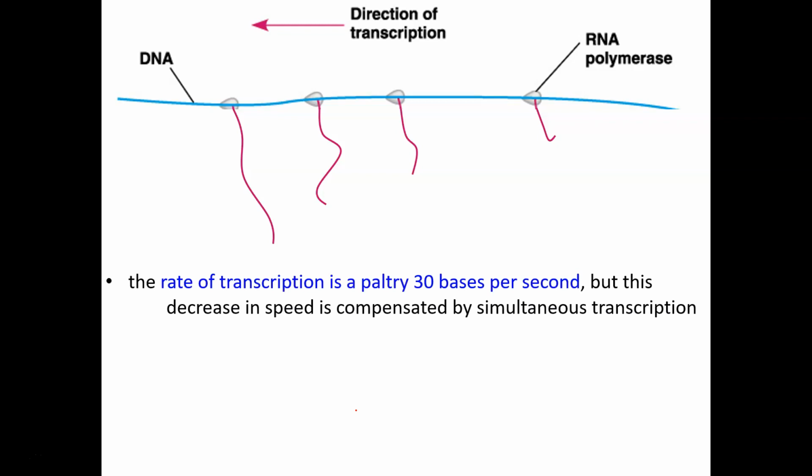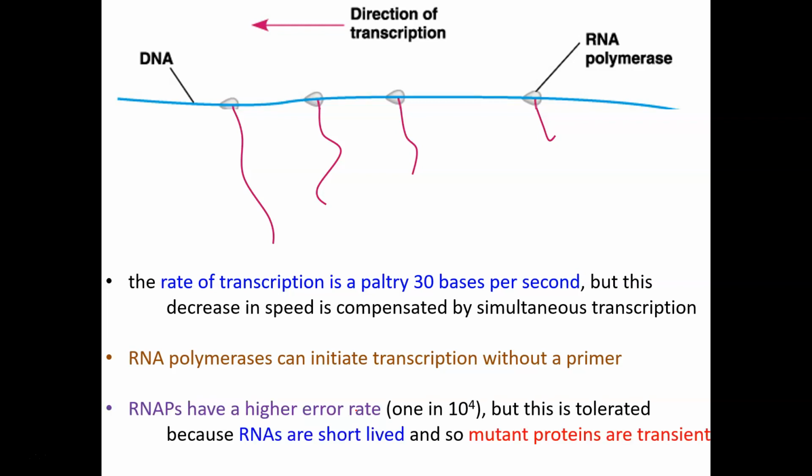Transcription is pretty slow. We can add 30 bases of RNA per second, but we make up for that slow speed by having this simultaneous transcription, being able to make many messenger RNAs at any one time. And I don't know how many of you have learned about DNA replication in other courses, but when we replicate DNA, we always need to start with a primer. That's not true for RNA. So no primer needed for RNA synthesis, even for its initiation. RNA polymerase can land on a regular gene and just start transcribing from scratch.